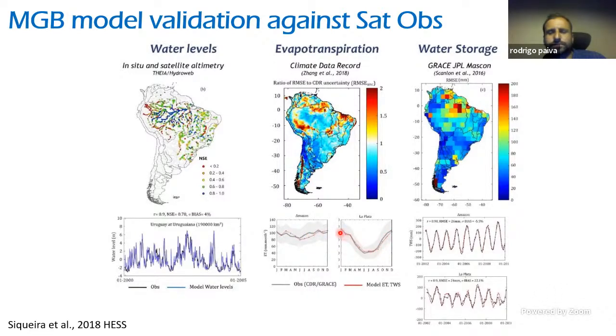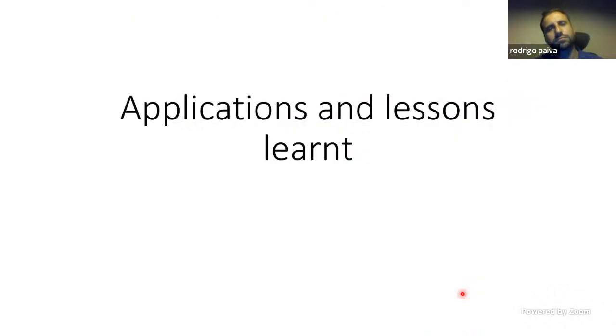Here we can see a good fit for La Plata Basin and the Amazon, or even for the water storage variations across different regions. For example, in the Amazon, we can see in red the model and in black observations with good agreement. And here also for the La Plata Basin. So these validations give us more confidence about the model results and about what we can do with that for other applications. And that's what I'm going to show you now, how we can apply these methods and what lessons we can learn from this technology.